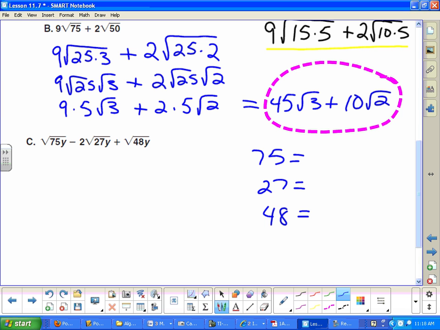75, hey, we just did that, didn't we? So this is going to be square root 25 times 3y. Now, I left the 3 and the y together because neither one of those can be simplified, can they? There's no square that goes into 3. There's no square that goes into y. So I can leave those together because they're prime. Minus 2 times the square root of, largest square into 27 is 9, so this is going to be 9 times 3y.